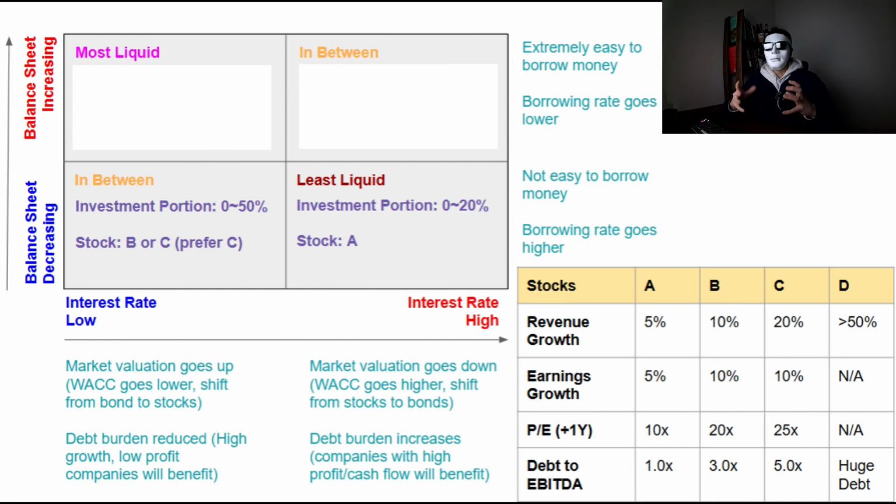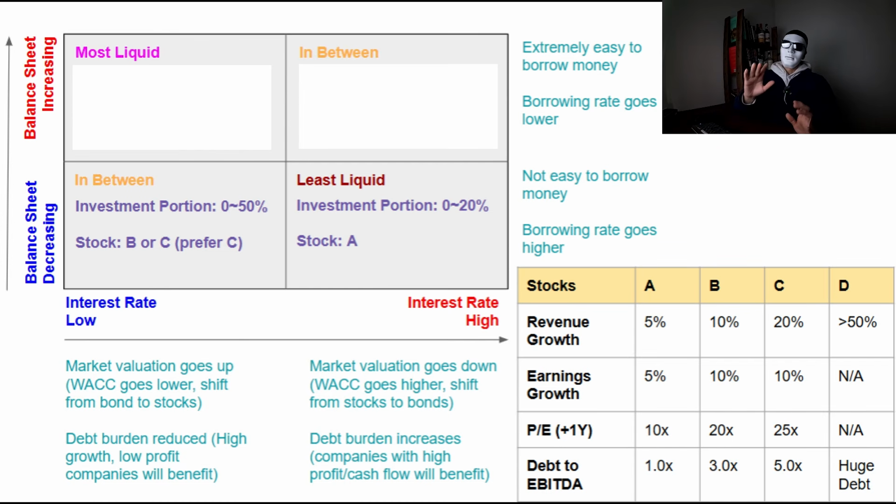Now, because it has enough debt, it won't have to borrow a lot of new money and will just refinance the existing loans, so it would work even under an environment when the Federal Reserve balance sheet is decreasing. Also, while the valuation of Company C is quite high, as long as it can maintain the revenue growth, its valuation will be justified given its low interest rate environment where the WACC is going lower.